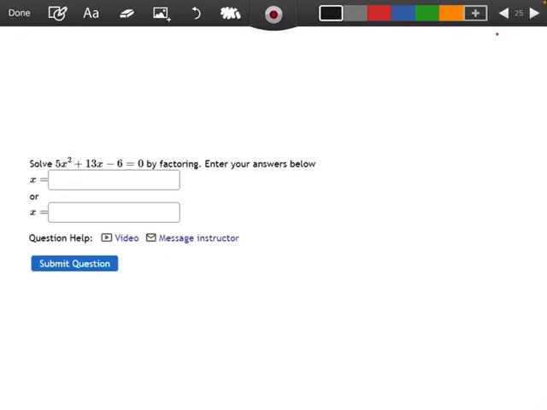All right, so y'all, one of our classmates asked a question about this particular problem, and it says, can we solve 5x squared plus 13x minus 6 by factoring? Okay, so y'all, I am going to go ahead and do this one by factoring because they suggested we do it by factoring, so let's do this.